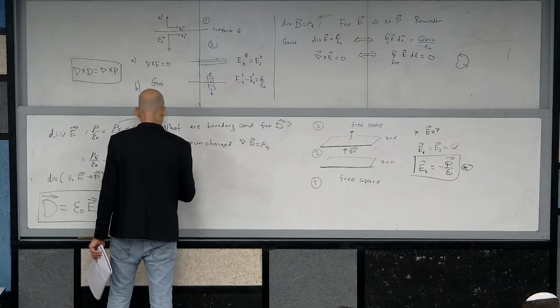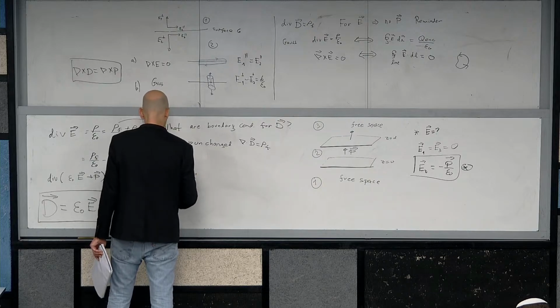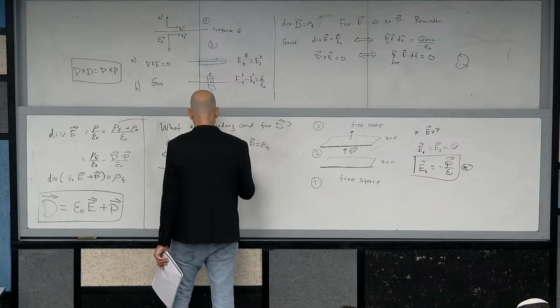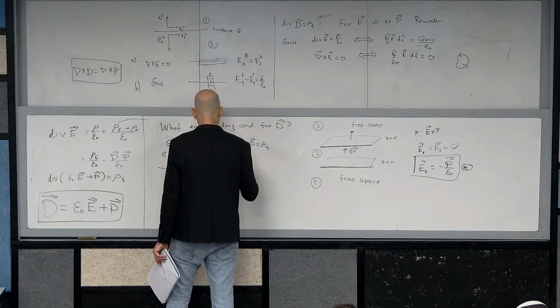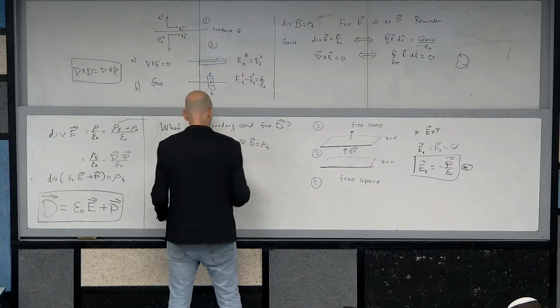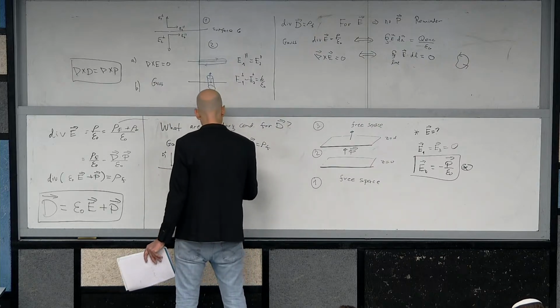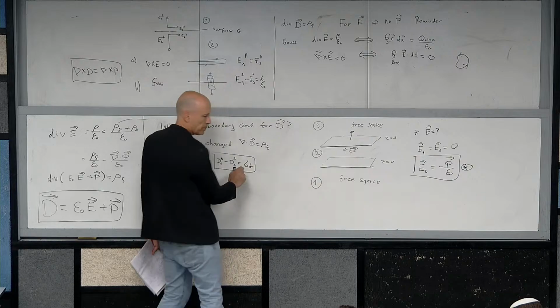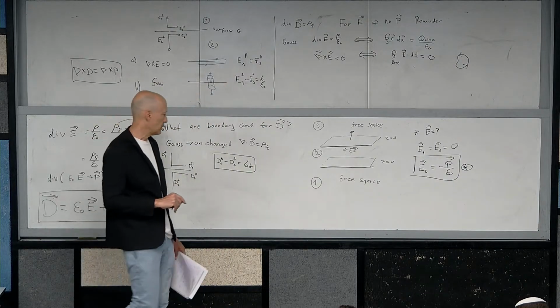D1 parallel, D2 parallel, D2 perpendicular, that means that D1 minus D2, perpendicular components, is equal to sigma free, and there's no epsilon 0 here. This comes from the definition.